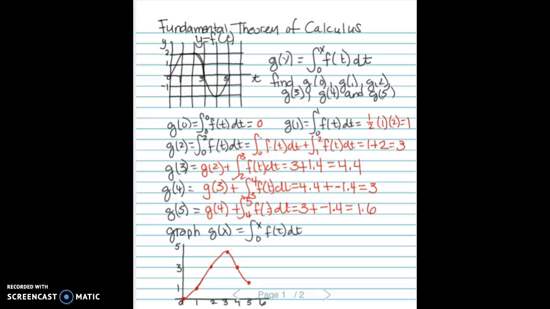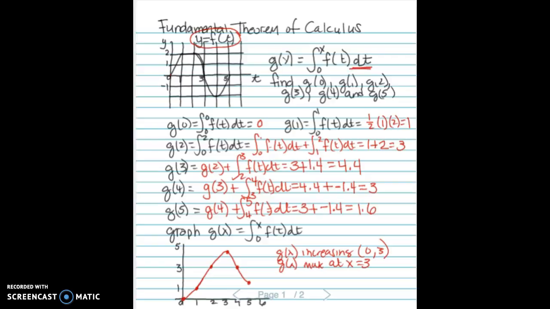Okay, so if we look at the given graph, we can see that g of x is actually increasing from 0 to 3, and we can see that g of x has a max value at x equals 3. But if we look back up at the graph of y equals f of t, that graph was a derivative graph. That's what this dt here represents.